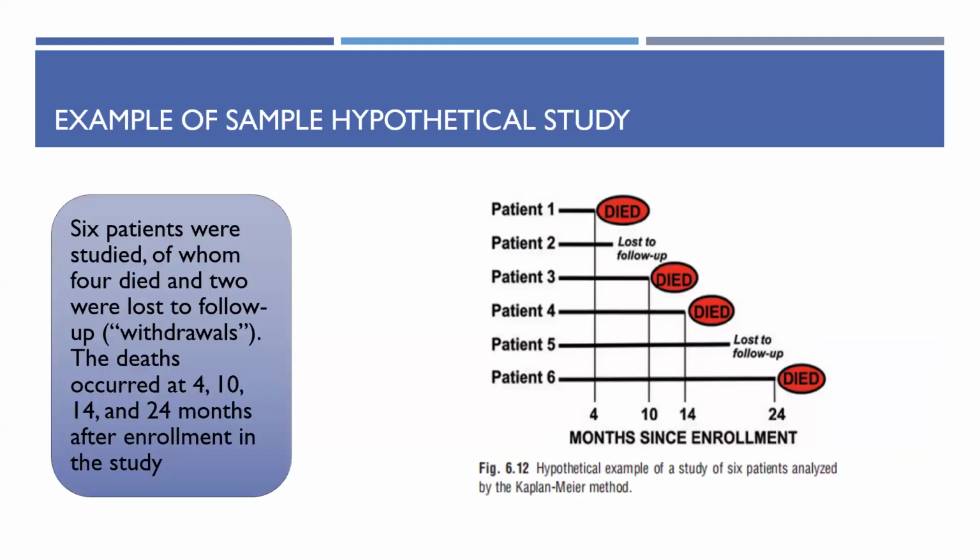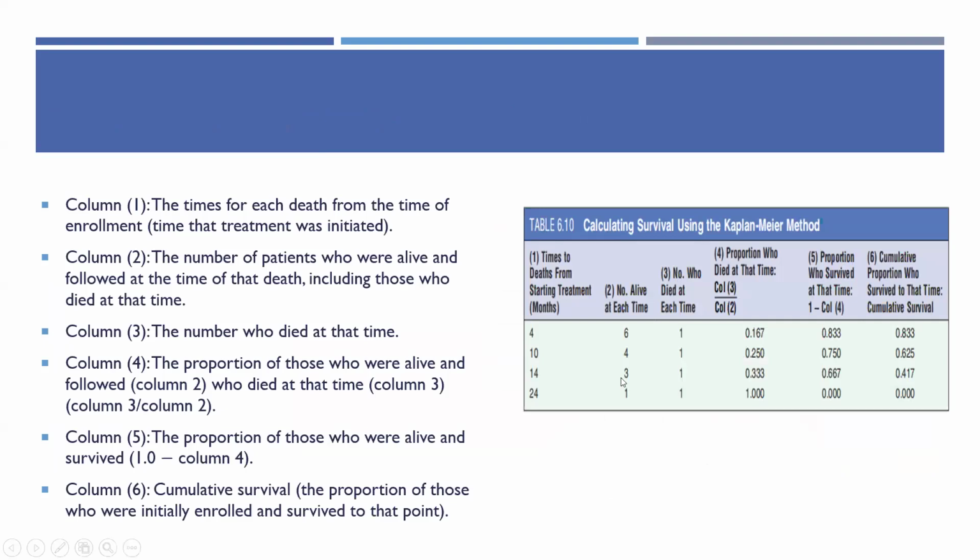So this is an example of a hypothetical study in which 6 patients were studied, of whom 4 died and 2 were lost to follow-up or withdrew. The deaths occurred at 4, 10, 14, and 24 months after the enrollment into the study. Column number 1 is the time of each death from the time of enrollment. Column number 2 shows the number of patients who were alive and followed at the time of death, including those who died at that time. Column number 3 is the number who died at that time.